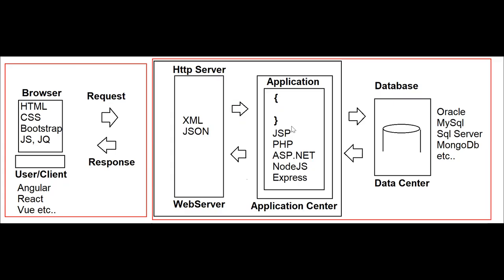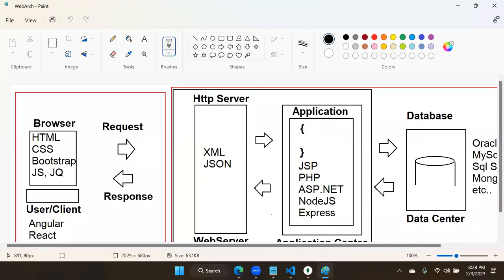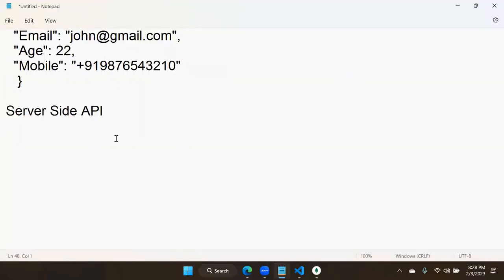Just like the fake store API, we need to create our own API, which can do two things. One, get the data of users, and two, insert data into users. That means we need read and write. We need one get and we need one post. You can do this in Java, .NET, PHP, Python, or we are doing it in Node.js. Currently we are doing it in Node.js. So let's see the server side API.